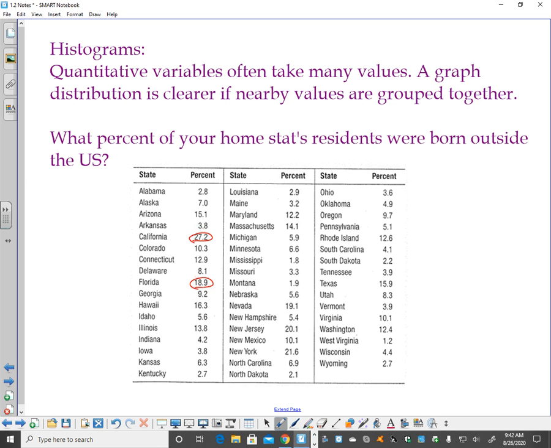Let's see, where's my smallest? I see West Virginia has 1.2. I think that's the smallest. Yes, and I've got quite a few that are low single digits. Okay, but again, I don't want to do a dot plot for this, and I certainly don't want to do a stem and leaf. So we're going to do a histogram.